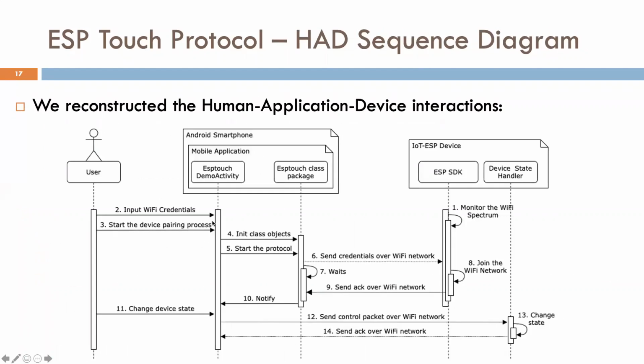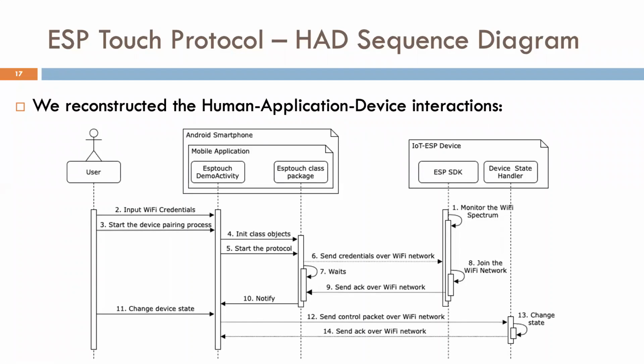So before looking at the particular implementation details, we will look at the basic protocol operation through this sequence diagram that describes the human application device interaction steps. We have 3 actors in this diagram: the user, the Android application, so the Android smartphone equipped with a mobile application, and the IoT ESP device.